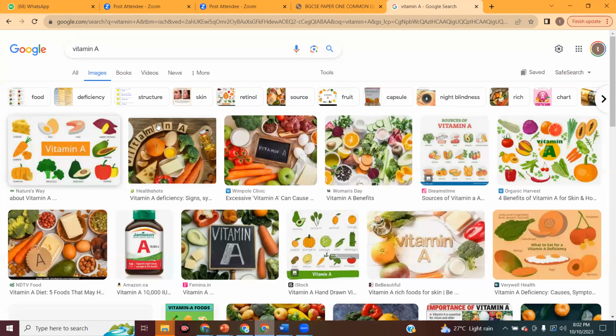How are they all orange? And what do they have? They have something that starts with... orange color, vitamin A. Carotene. Beta carotene. Okay.